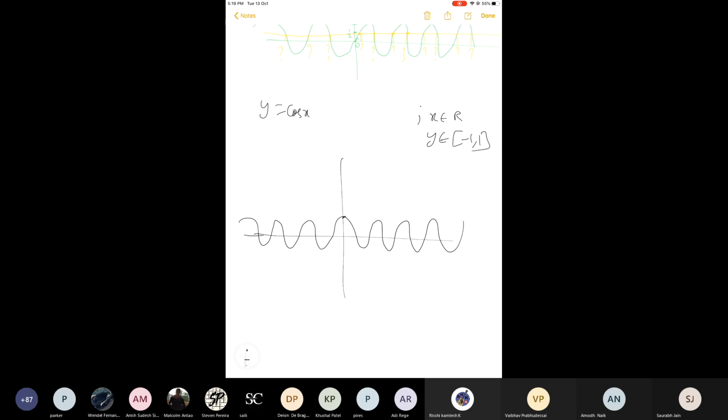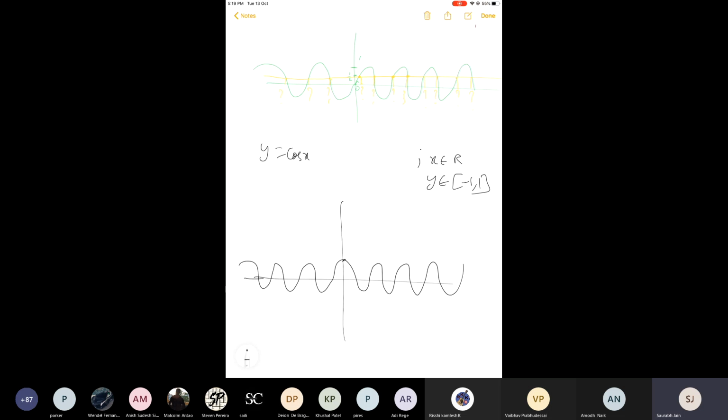See, here at 0, sin x was 0. But what is happening here? Here at 0, it is 1. Can you tell me why at 0 this is 1? Because cos 0 is 1. Yes, correct. Good. So now you can understand the basic difference.